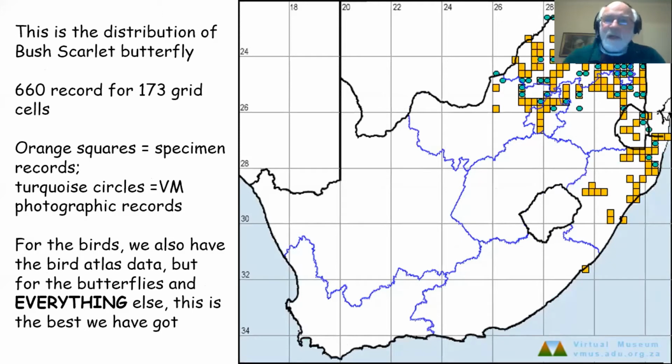So this is an example, the bush scarlet butterfly, 660 records for 173 grid cells. The orange squares are specimen records, the turquoise circles are the virtual museum records. And this is the best we can do for many species, and it's only for the birds that we can actually produce high quality, high definition maps, thanks to people like Johan and the citizen scientists who participate in the bird atlas. It's only for birds that we can actually make really, really good data.